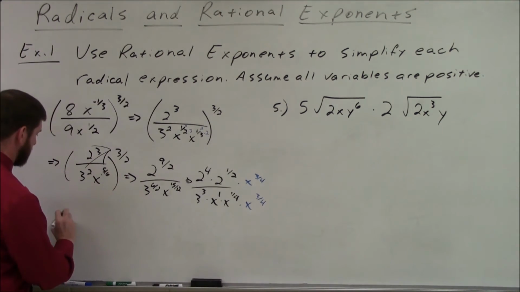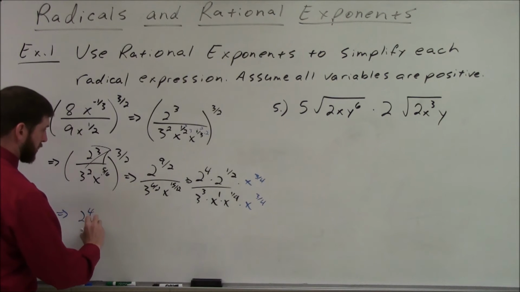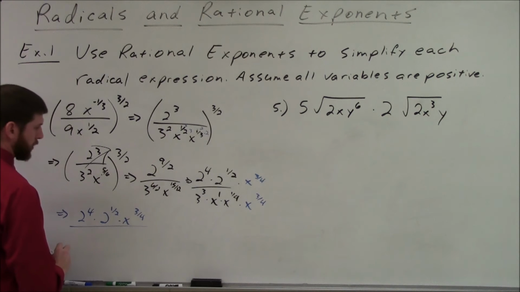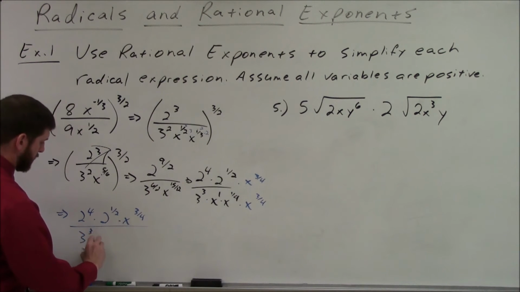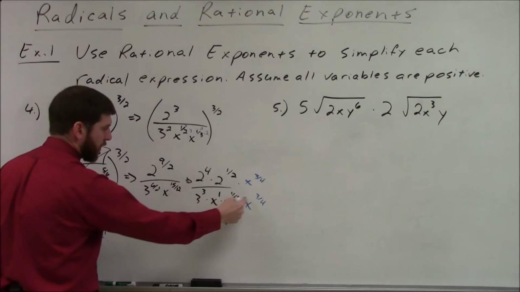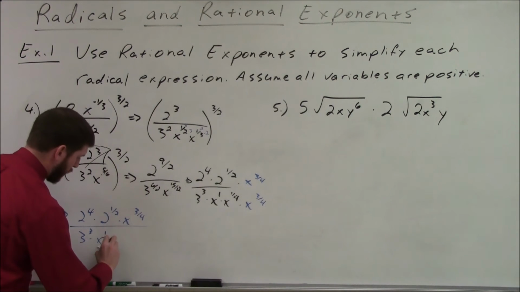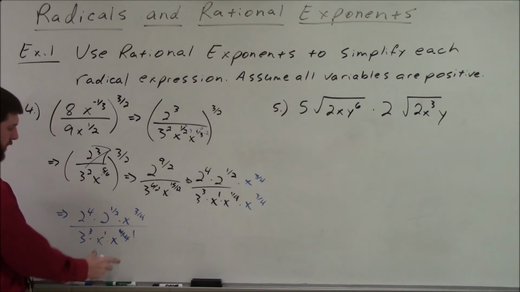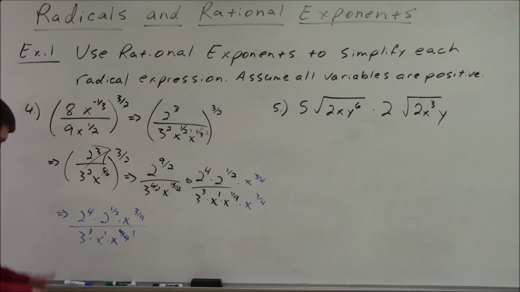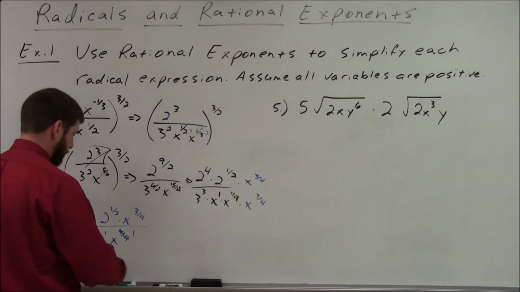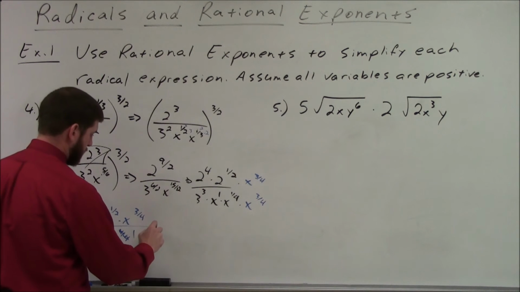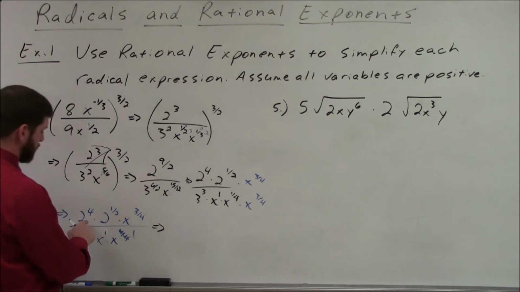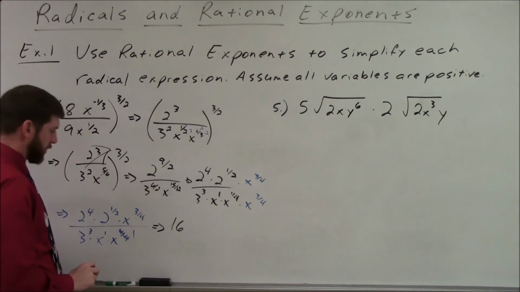And that's going to give me 2 to the 4th, 2 to the 1/2, x to the 3/4 in the numerator, 3 cubed, x to the 1st, and 1/4 plus 3/4 is 4/4, which is 1. Now we have no more radicals in the denominator. We're ready to put all this stuff together. So in my numerator, I've got 2 to the 4th, which is 16.